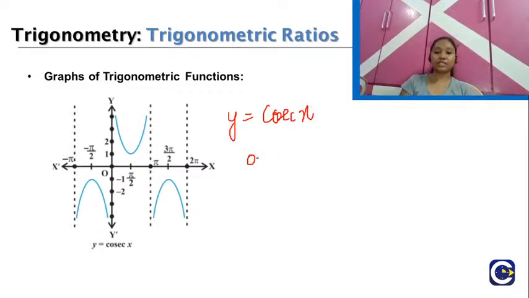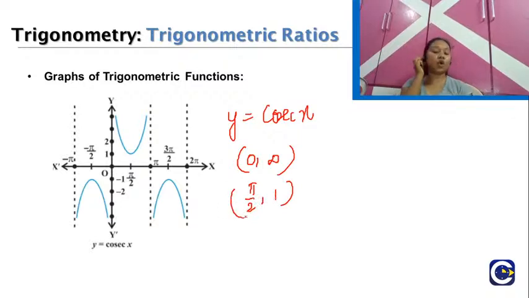So cosecant 0 will be infinity. So we are having a point 0 comma infinity, and cosecant pi by 2 will be 1. So these are the standard points, we can say 0 comma infinity and pi by 2 comma 1. Right. So this is how you will be having the plot of the cosecant function.